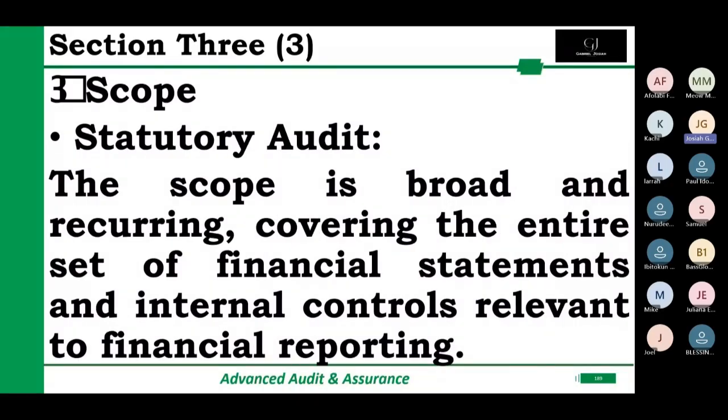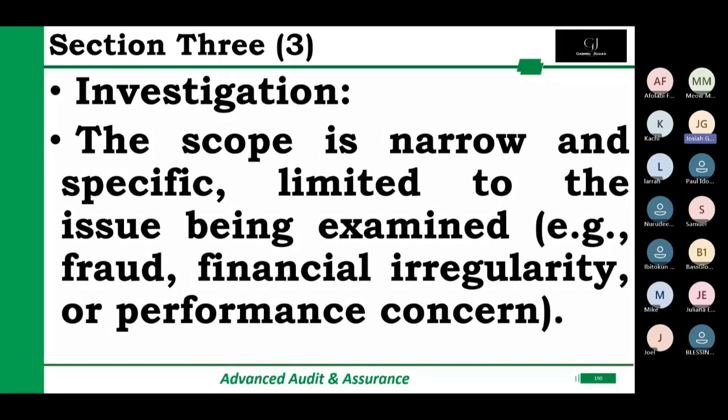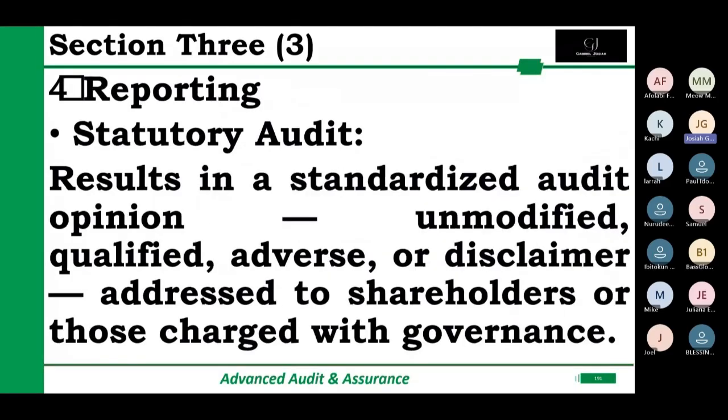Number three is the scope. We're looking at the difference now between statutory audit and investigation. The scope of statutory audit is broader, covering the entire set of financial statements and the internal controls relevant to that financial reporting. But investigations could be narrow and specific to a particular issue. It's limited to examining areas of fraud, financial irregularity, or a performance concern.